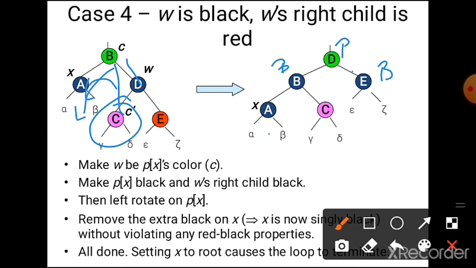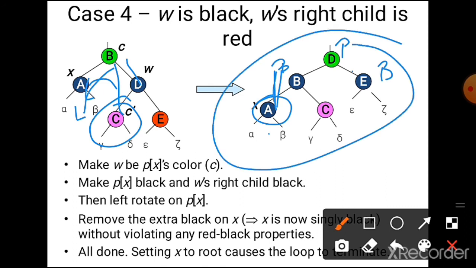So D becomes the root, and we can remove the extra black on this X. So X is now singly black without violating any red black property. So we set X to root because the loop terminates. So all are done. Here we can just remove the extra black node from X. So this is now a balanced tree.